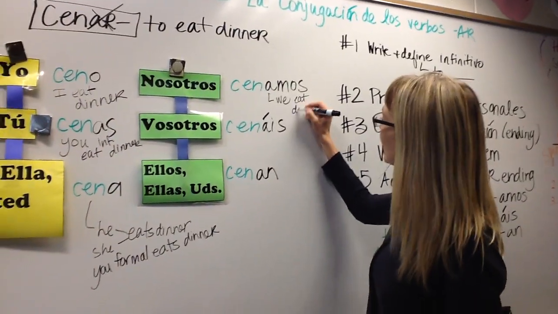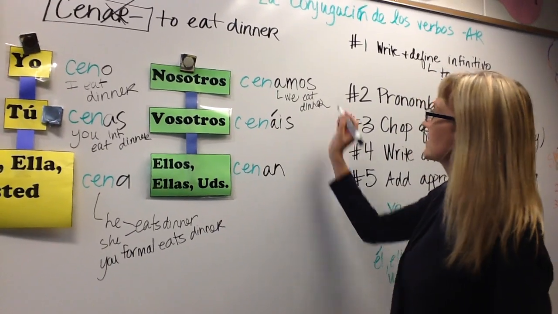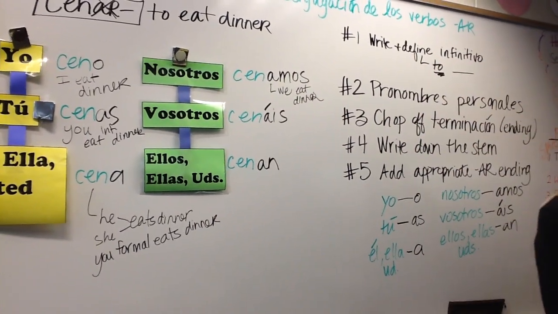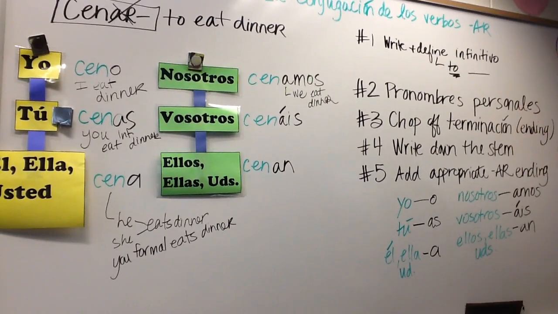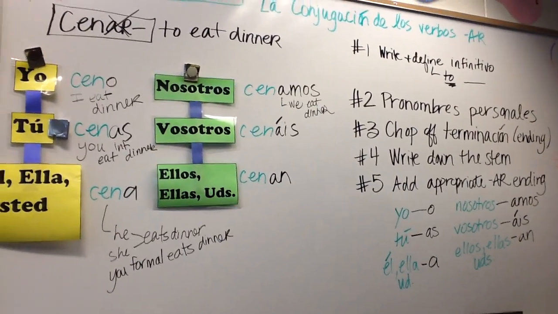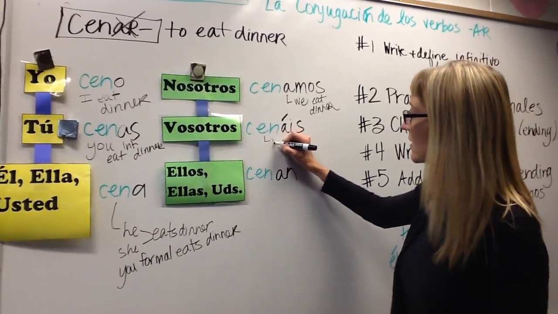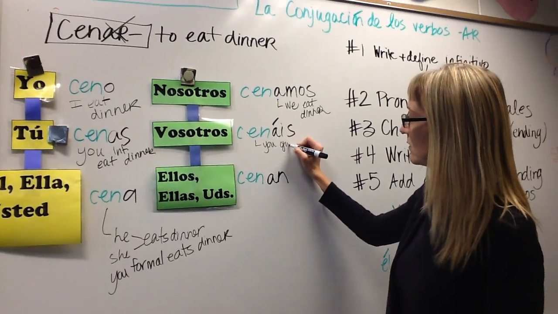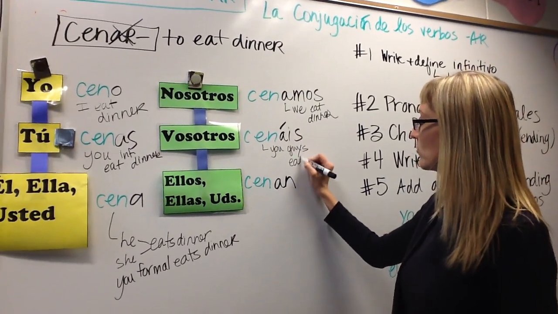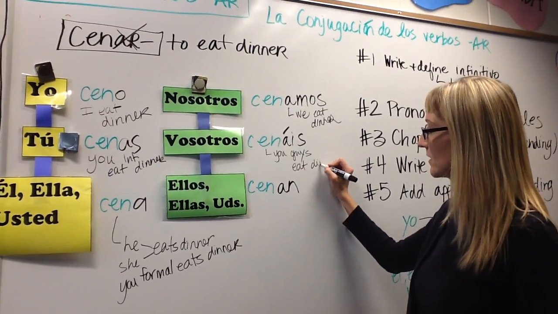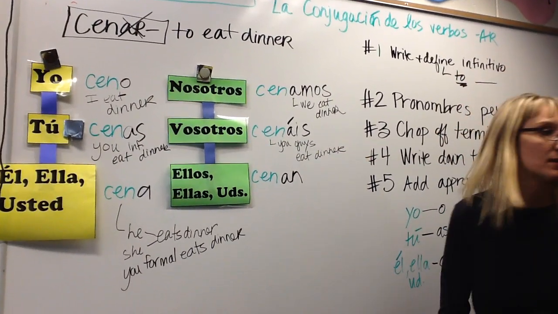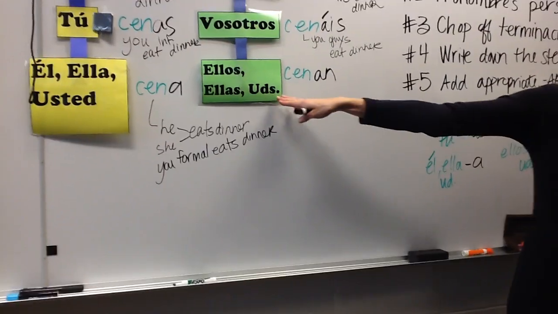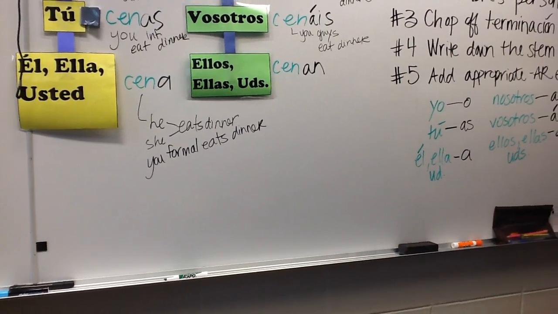We eat dinner. How about vosotros cenáis? What does that one mean? You guys eat dinner. Very good. And what does cenan mean? Look, it's in the ellos, ellas, ustedes form. So what's it going to be? They eat dinner. Muy bien.